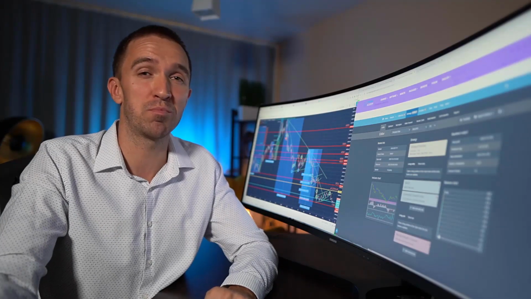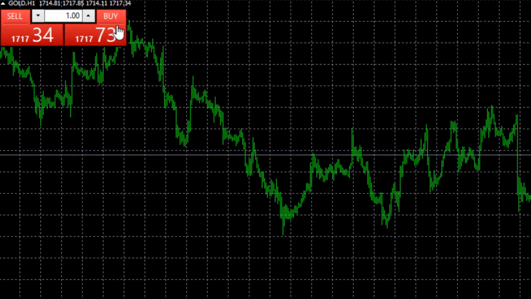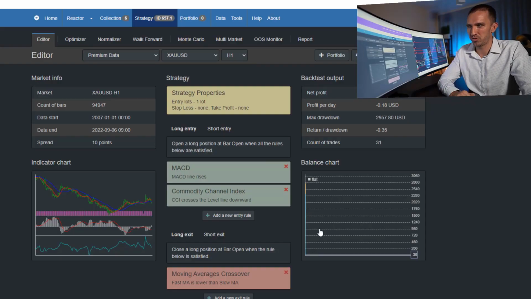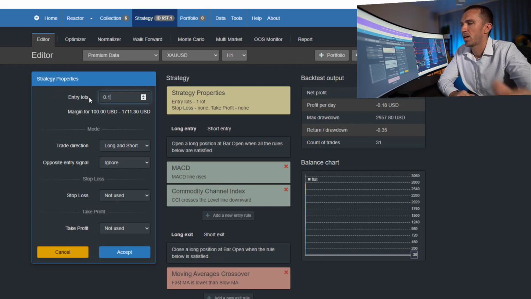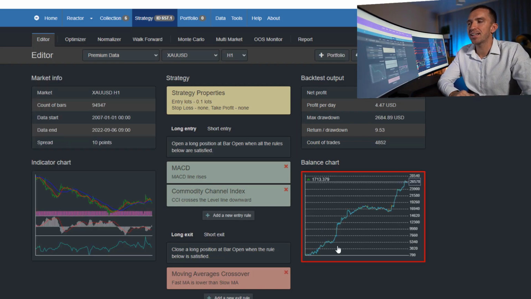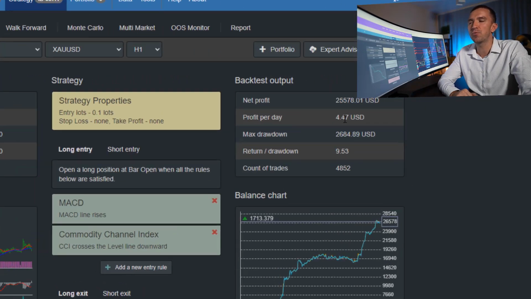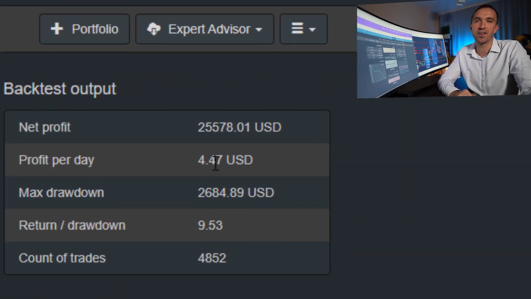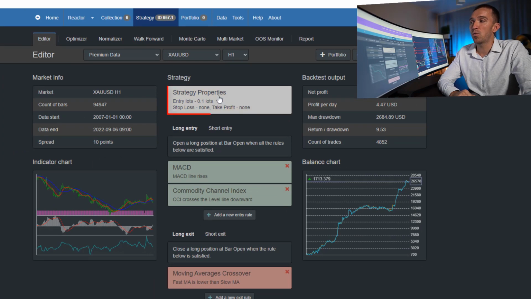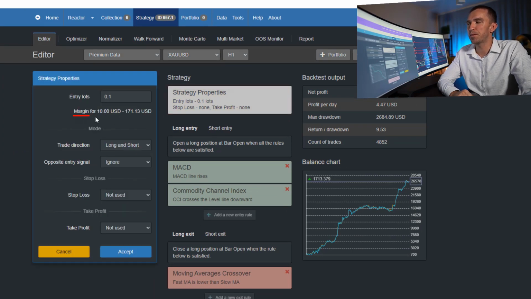The account was blown. Why? Because one lot of gold is a huge amount to trade in a $1,000 account. So if I reduce the one lot to 0.1, you will see in the simulation that the strategy is back to normal with the very same balance chart. The only difference is that the profit per day is not $44, but $4.47.